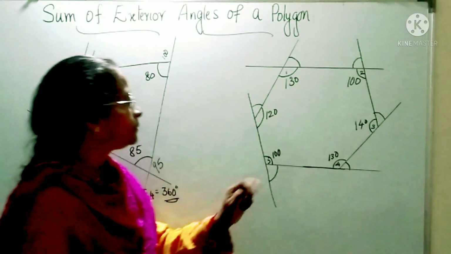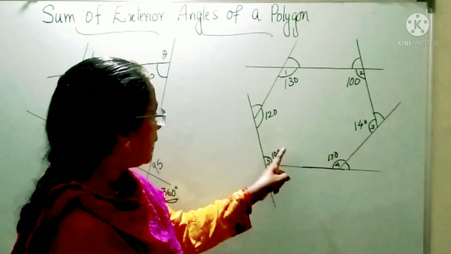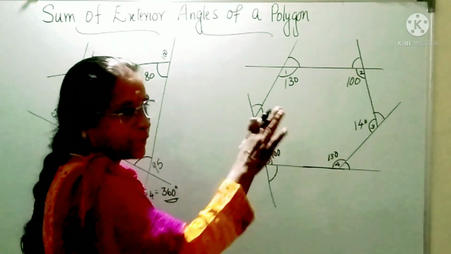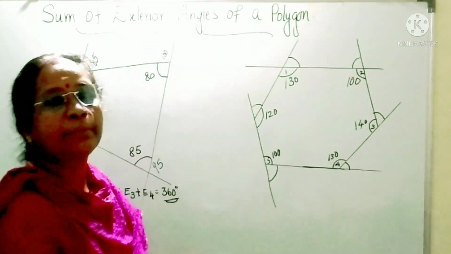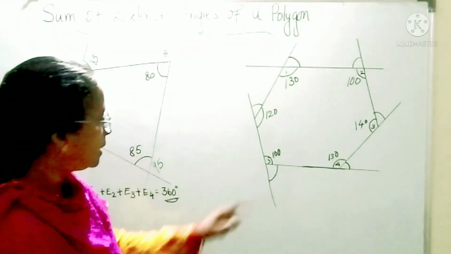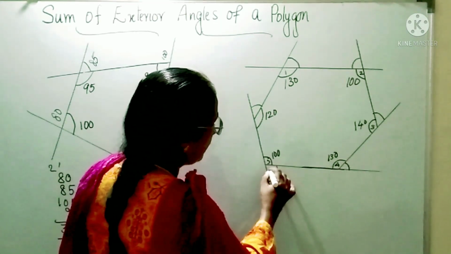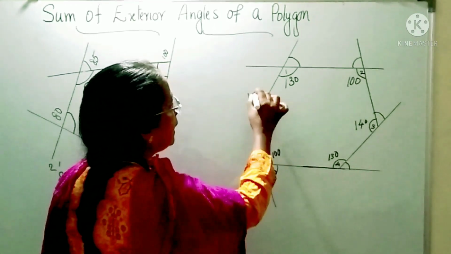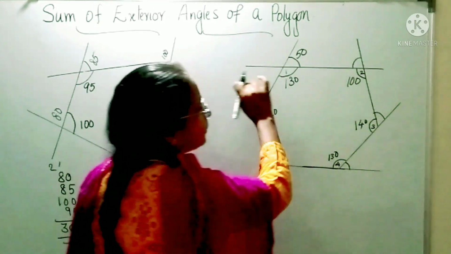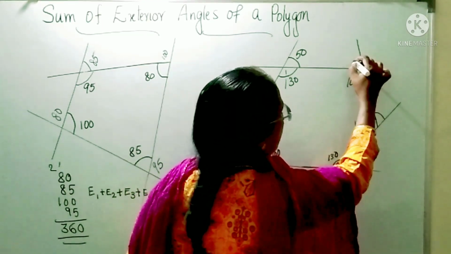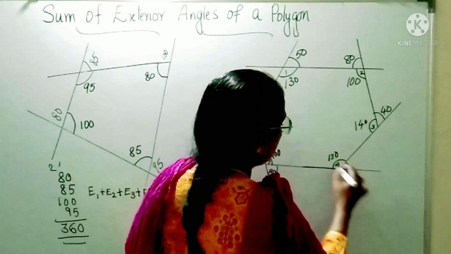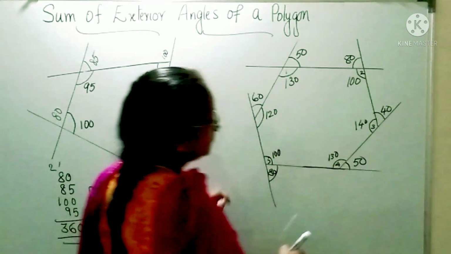Let us see here. This is a hexagon. Here 1, 2, 3, 4, 5, 6 angles are given, and we have to find all the exterior angles. Same principle: the sum of interior and exterior angle is 180 degrees. So if this is 100, this will be 80. This is 120, so 60. 130, so 50. Again 100, so it will be 80. And this is 140, so this will be 40. And this will be 50.